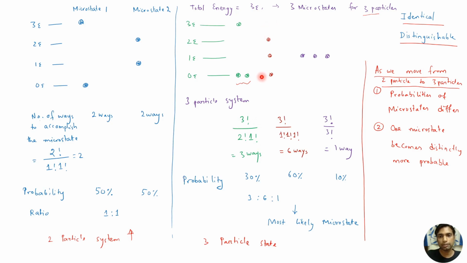Another microstate is where one particle is in 2e, another particle is in 1e, and the third particle is in 0e. The number of ways this microstate can be attained is 3 factorial by 1 factorial 1 factorial 1 factorial, where each 1 factorial corresponds to the number of ways one particle can be put in one energy level. And the third way is the number of ways the 3 particles can be put in these energy levels, 3 factorial divided by 1 factorial, 1 factorial, 1 factorial, where 3 factorial is the total number of arrangements of the particles.